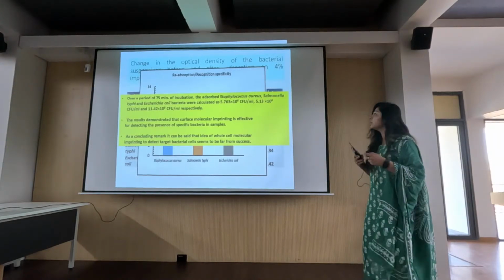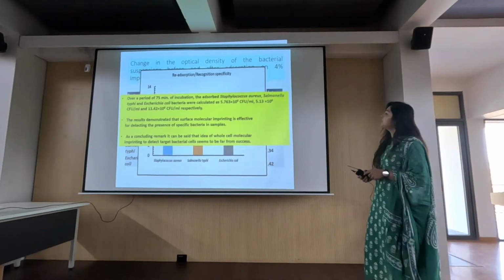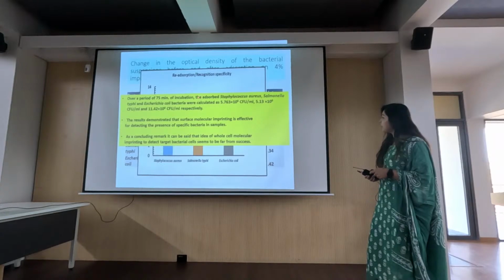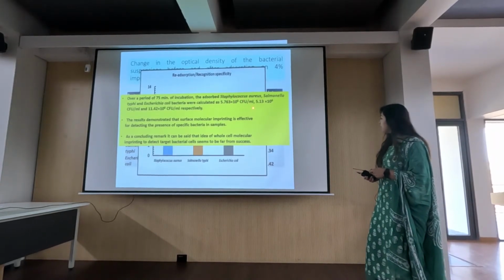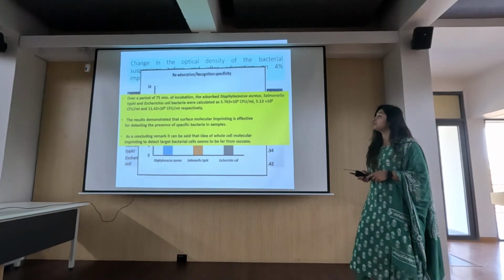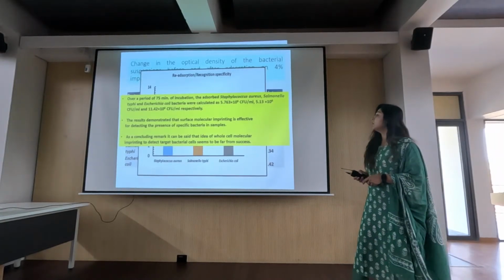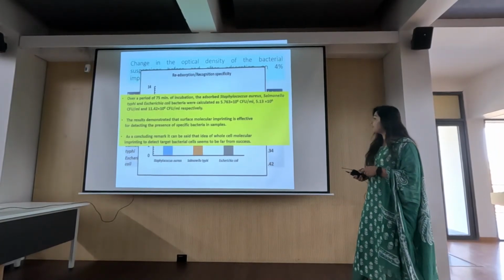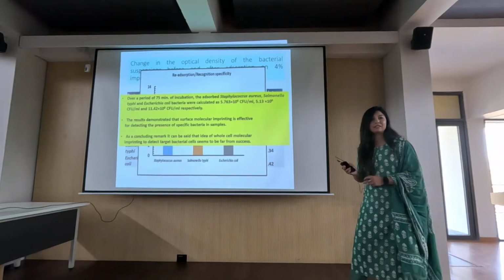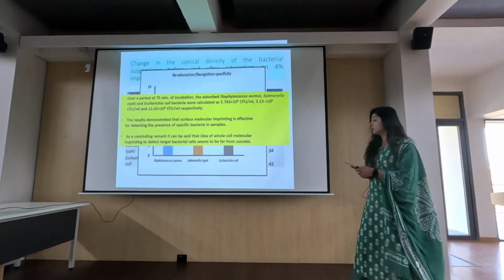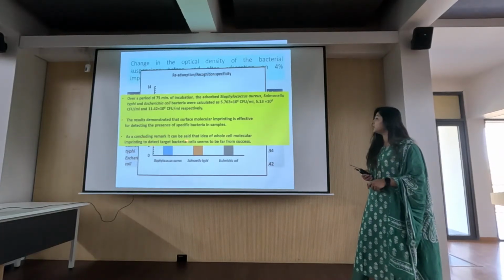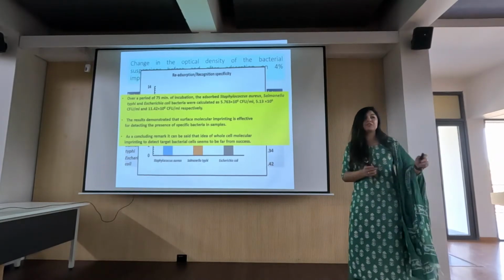So, coming to the conclusion of this graph, over a period of 75 minutes of incubation, the adsorbed S. aureus, S. typhi and E. coli bacteria were calculated as 5.763 × 10⁶ CFU per ml, 5.13 × 10⁶ CFU per ml and 11.42 × 10⁶ CFU per ml respectively. The results demonstrated that surface molecular imprinting is effective for detecting the presence of specific bacteria in the sample, but how specific, we still need to figure out. Right? As a concluding remark, it can be said that the idea of whole cell molecular imprinting to detect the target bacterial cells seems to be far from commercialization.